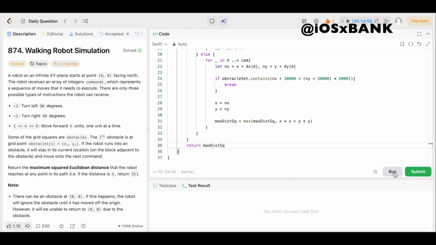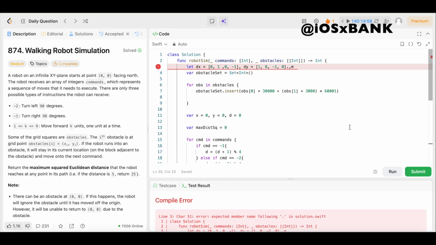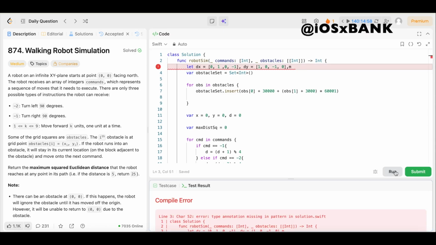Boom, y'all. That should be all she wrote. Let's give it a run. Make sure it runs properly before we submit it. Okay, so we got an error. Okay, let's remove that period from right there and run it again. See if that did the trick.